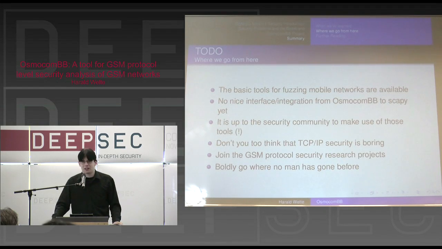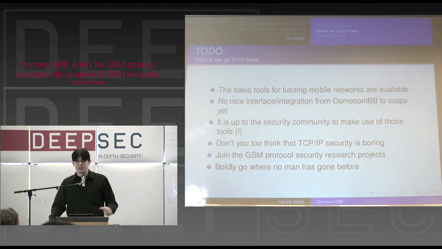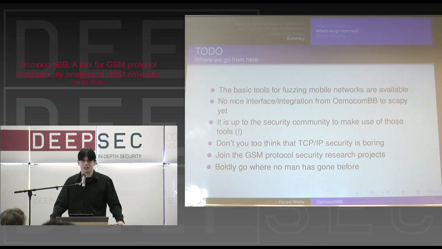But yeah, I think TCP/IP security is boring for at least 10 years. Try to do something else. Look at GSM, look at other things, look at RFID systems, look at DECT, look at Tetra, look at all kinds of communication systems that are out there, but not the internet and not TCP/IP. People have been doing this for way too long.